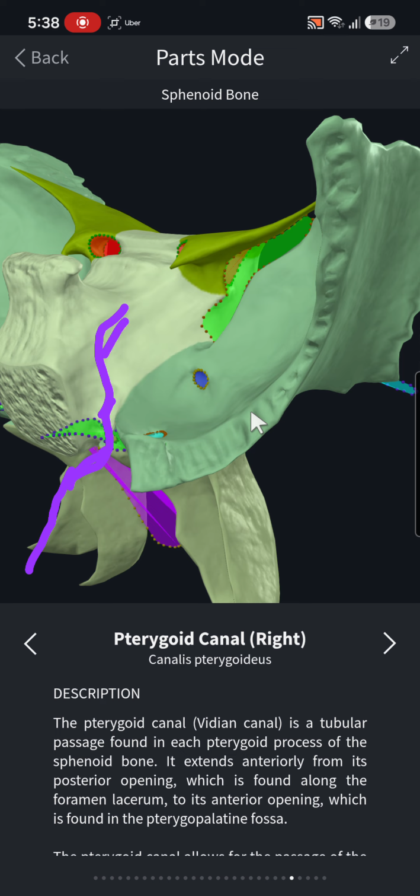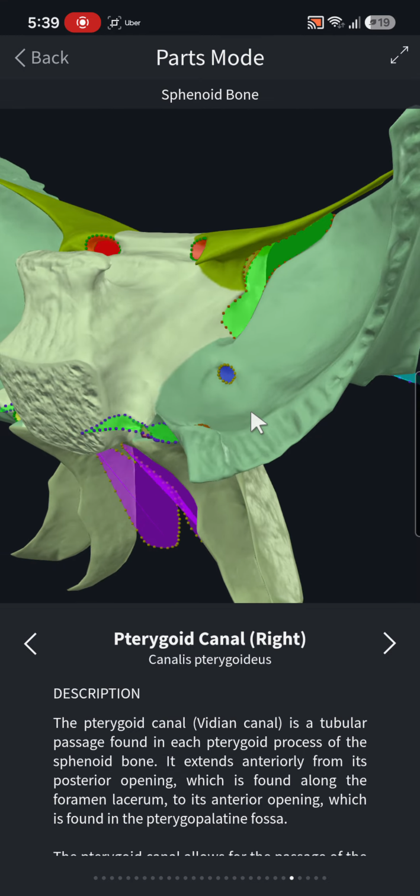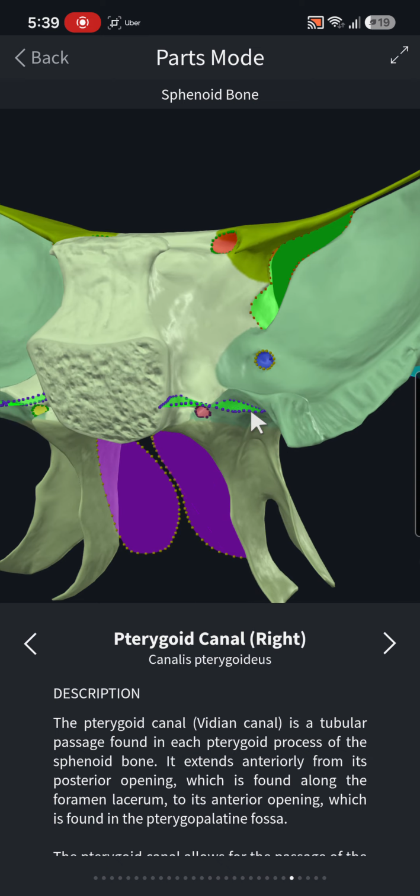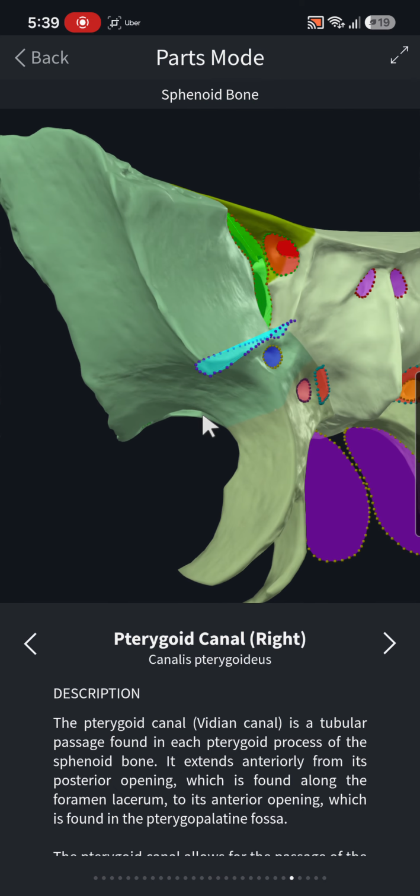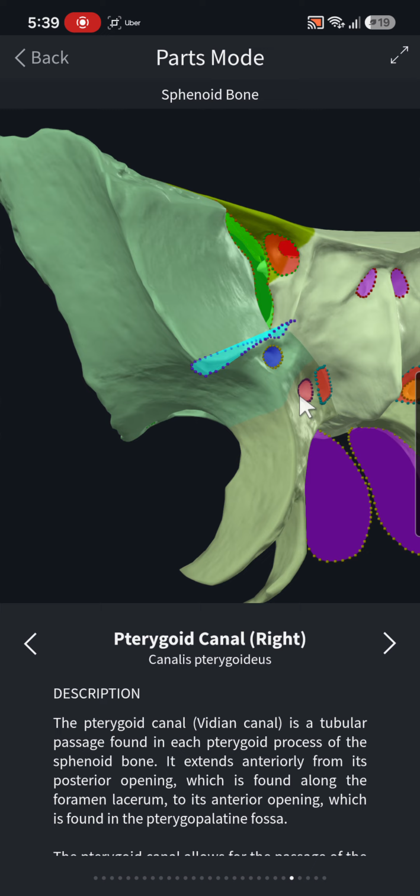So it moves upward and anteriorly, and then posteriorly, and loops here around the anterior clinoid process, right? So it gives off the branch right here, and the branch enters the Vidian canal, and moves anteriorly till it reaches the Pterygopalatine fossa.